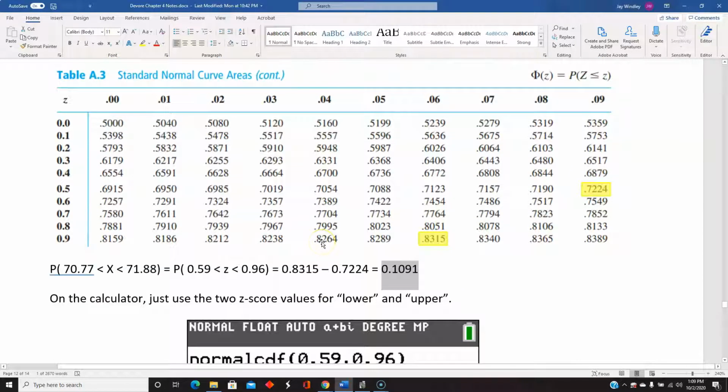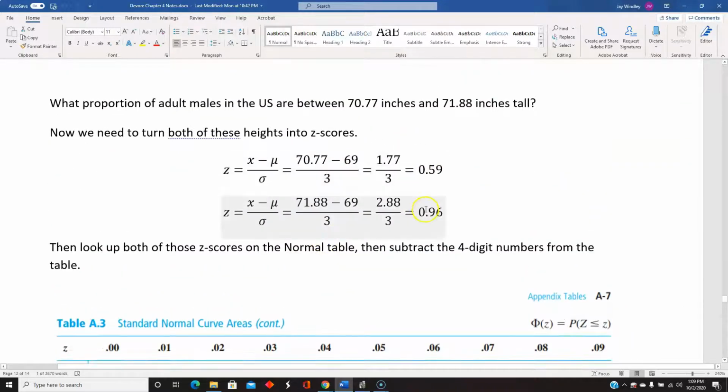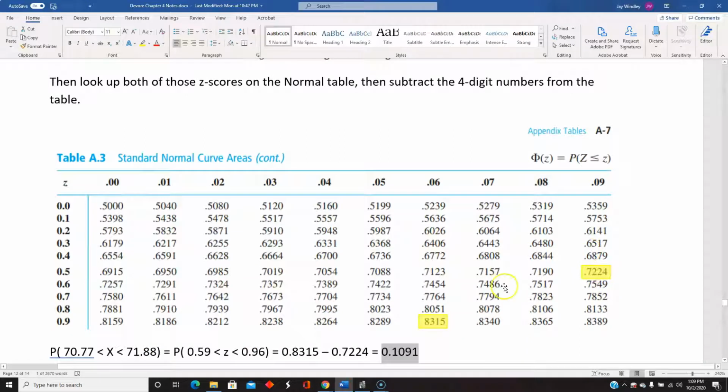A very common mistake students make is they'll calculate the two Z-scores and then subtract the Z-scores. That's wrong. After you calculate the Z-scores, you look up both of the Z-scores on the table, and then you subtract the numbers that you got from the table.